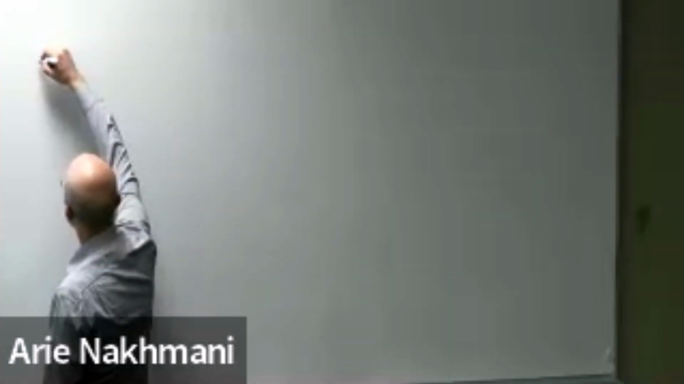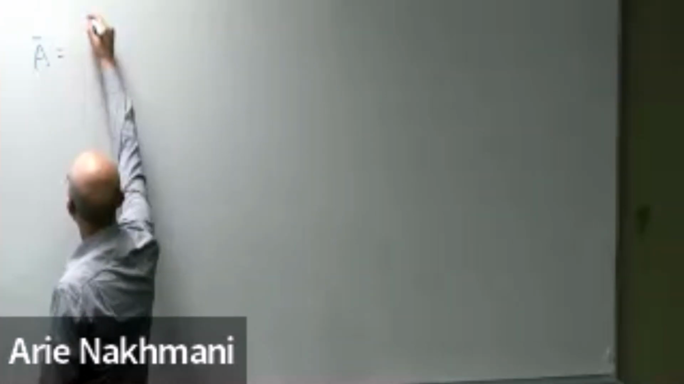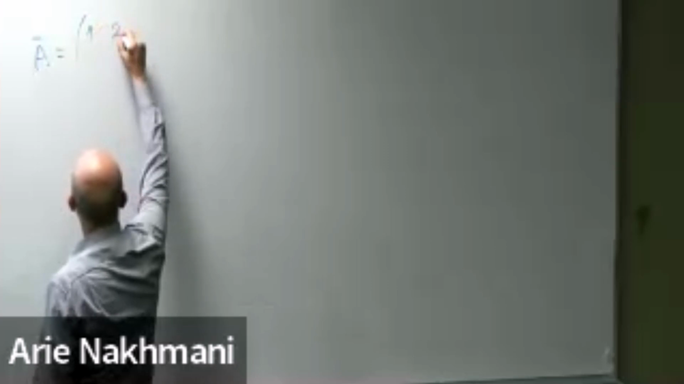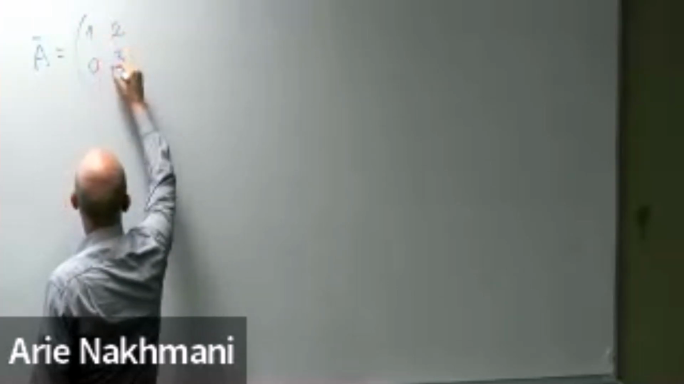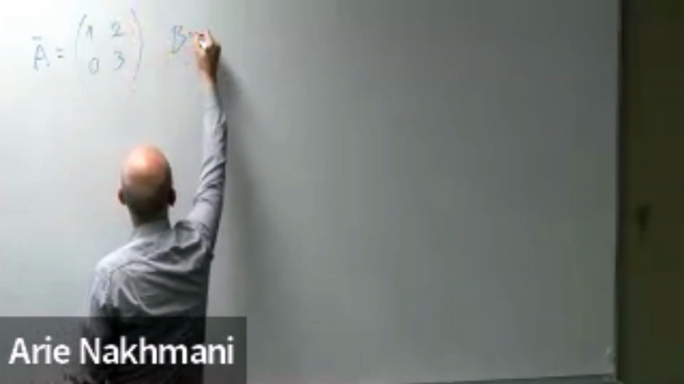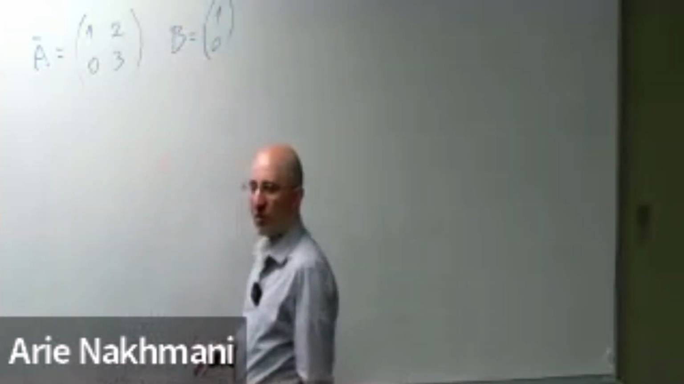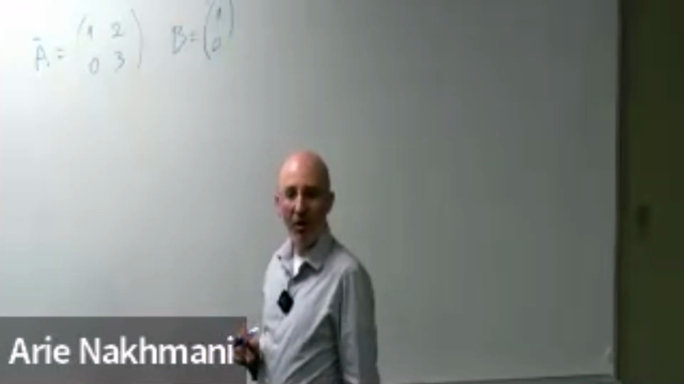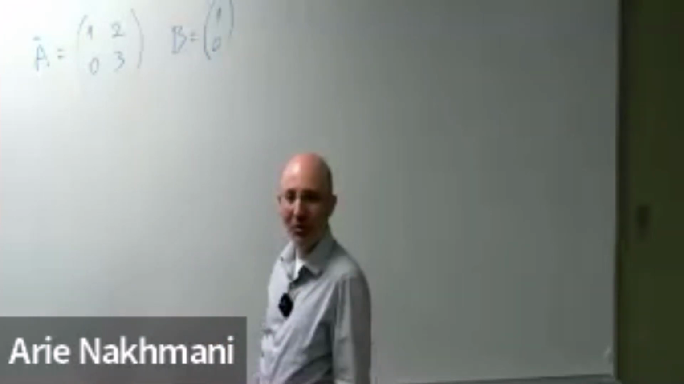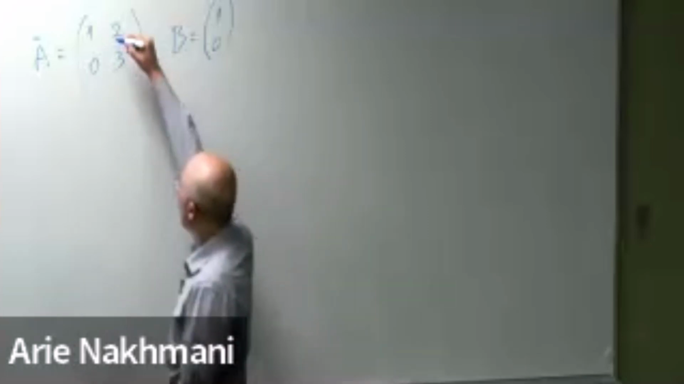So let's say we have some matrix which looks like that. So A bar will be, let's say, 1, 2, 0, 3. Okay. B will be equal to 1 and 0. And C will be equal to something else, whatever it is. Okay. Some peculiar two numbers, whatever you want. So these are my blocks.